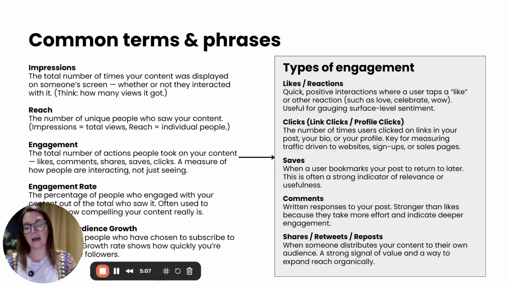So just having a look at the engagement section again on here, we have lots of different types of engagement. So there's likes and reactions, which are those quick positive or negative interactions. They're quite useful for gauging surface level sentiment. Your clicks, such as link clicks and profile clicks, give you a bit of an idea of the number of times that people have clicked onto your post, onto your bio, on your profile, and they're really key for measuring traffic driven to your websites, sign-ups and sales pages.